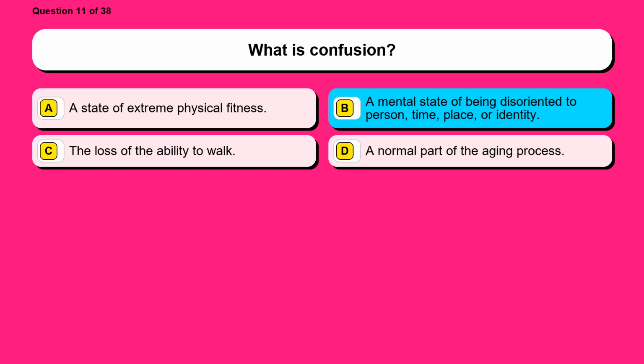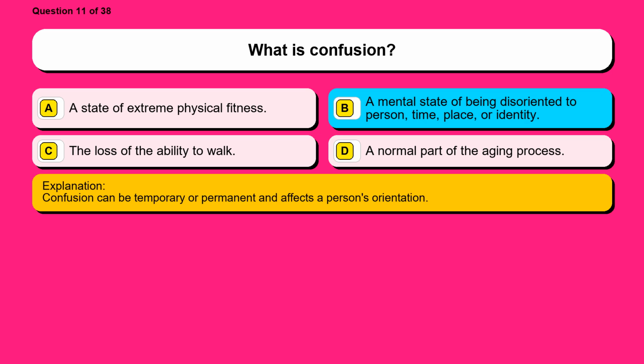The correct answer is option B. A mental state of being disoriented to person, time, place, or identity. Confusion can be temporary or permanent and affects a person's orientation.